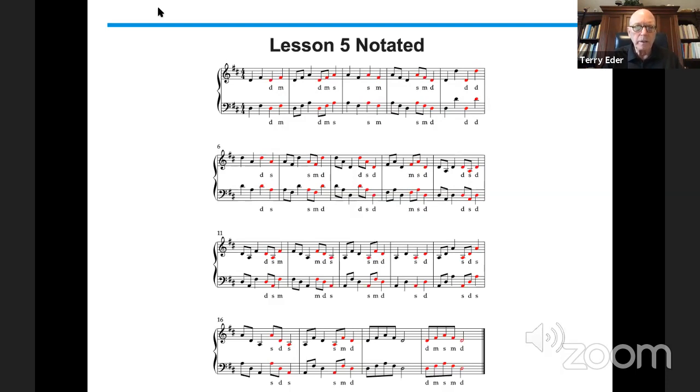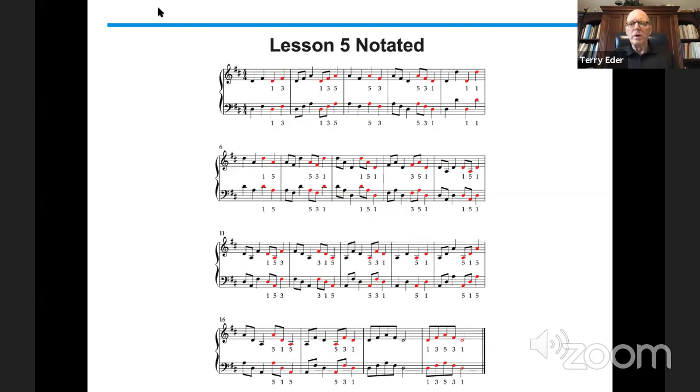Do, mi, do, mi, do, mi, so, do, mi, so, so, mi, so, mi, so, mi, do, so, mi, do. Do, that's where I'm going to quit. Okay, so it gives you a chance to see it notated.